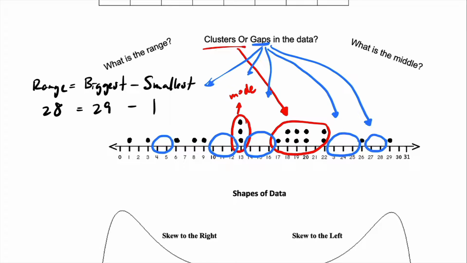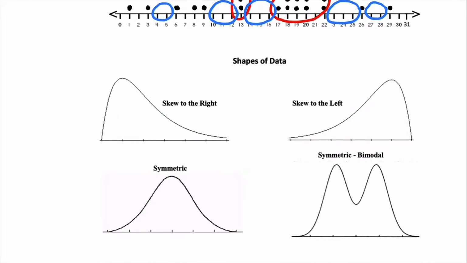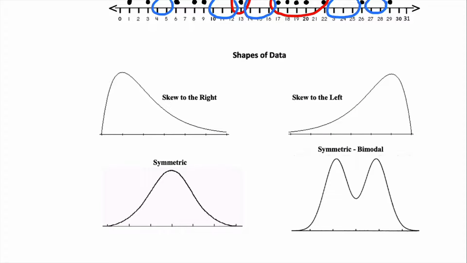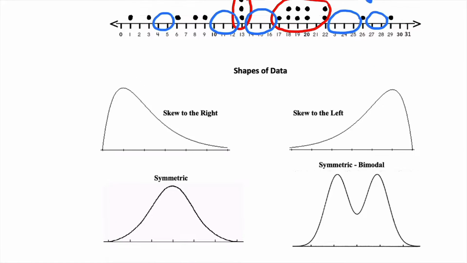First thing we did was make a dot plot, right? One dot for every person. And then we looked at clusters, we looked at gaps. The red are the clusters clustered together. The blue are the gaps where nothing's happening. Range, biggest minus smallest. And then we looked at shapes and said which shape best fits. We talked about why skew right is skew right, why skew left is skew left, what creates symmetric, and what creates symmetric bimodal.